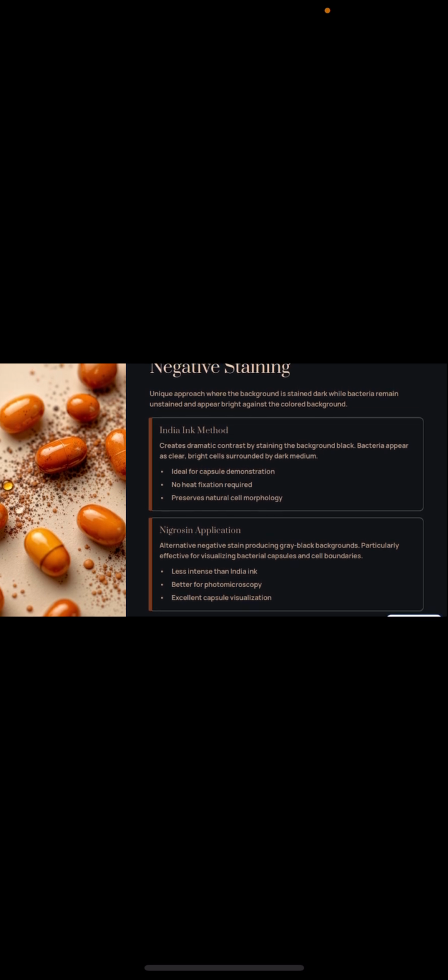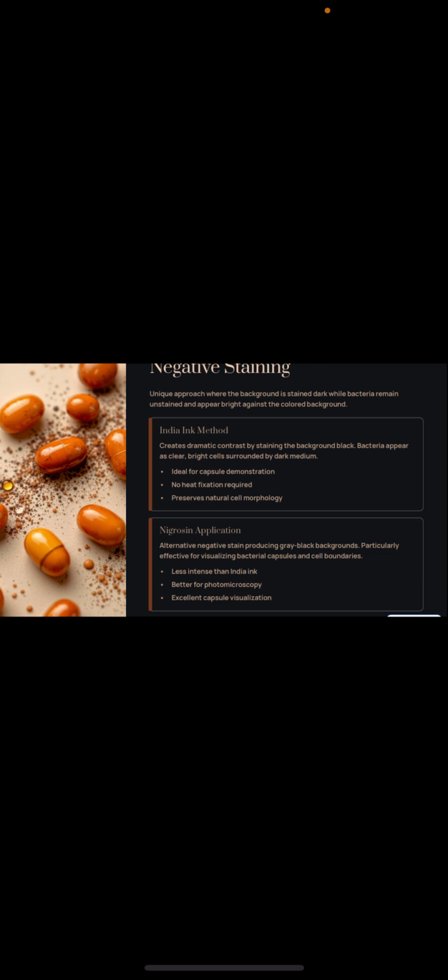India ink method creates dramatic contrast by staining the background black. Bacteria appear as clear, bright cells surrounded by dark medium. Ideal for capsule demonstration. No heat fixation is required and it preserves natural cell morphology.